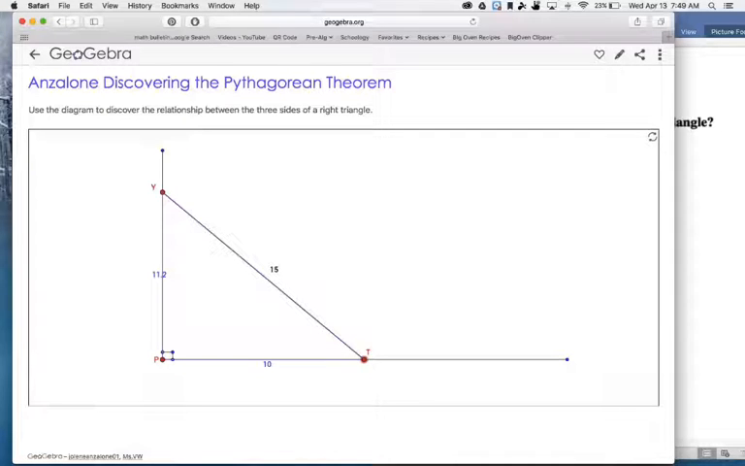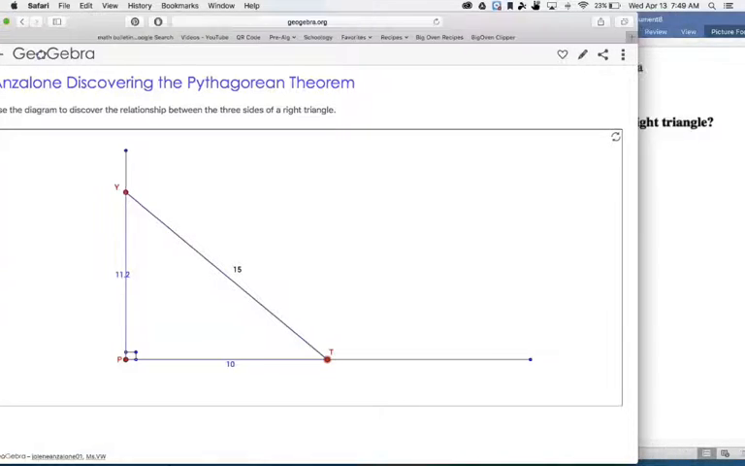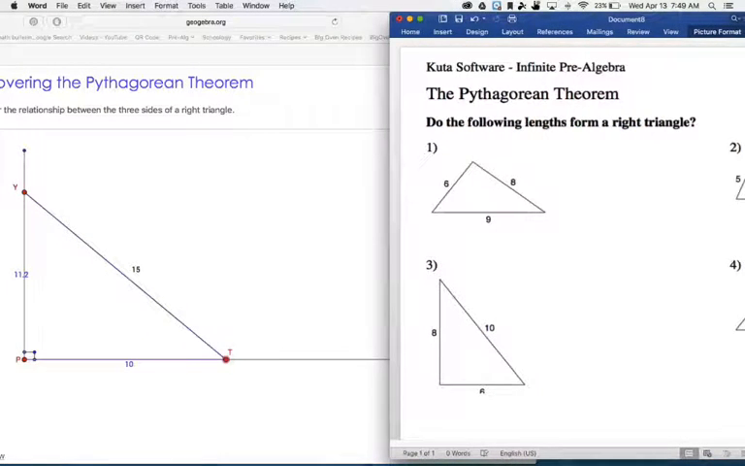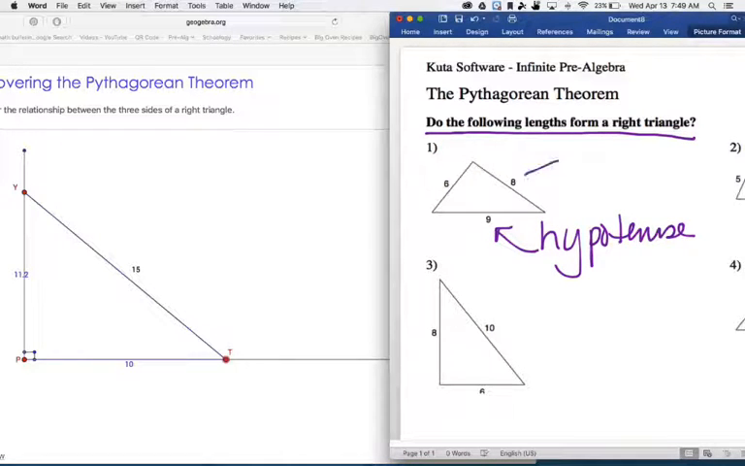Okay, so if we take a look and see how we're going to use this with our worksheet, look at a copy of the worksheet right here. Number one says, do the following lengths form a right triangle? So we're not sure if the side lengths that we have here make a right triangle or not. Now, a couple things to know. The hypotenuse is always the longest leg. So we can assume that the number 9 will be the hypotenuse, and this would be the A, and this would be the B, which makes this our right angle, if this is a right triangle. So we need to test out and see.